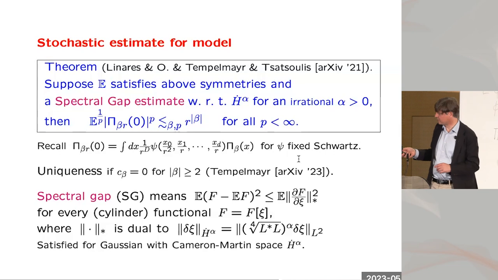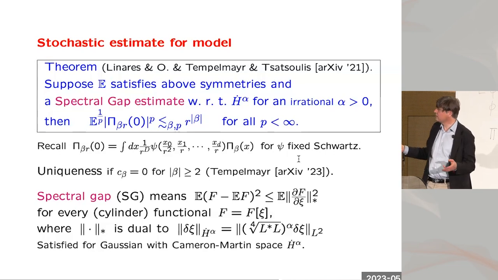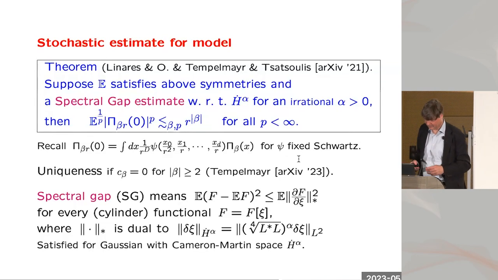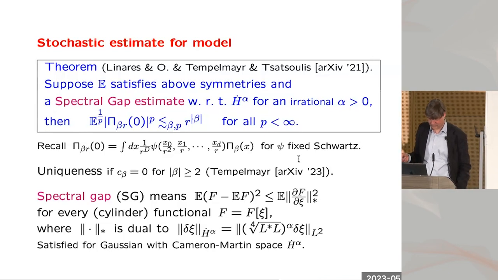So that's what we impose, and again, it's satisfied for Gaussian measures, which, as many of you will know, are just characterized by a single Hilbert structure, and the Hilbert structure is to be this fractional Sobolev space.